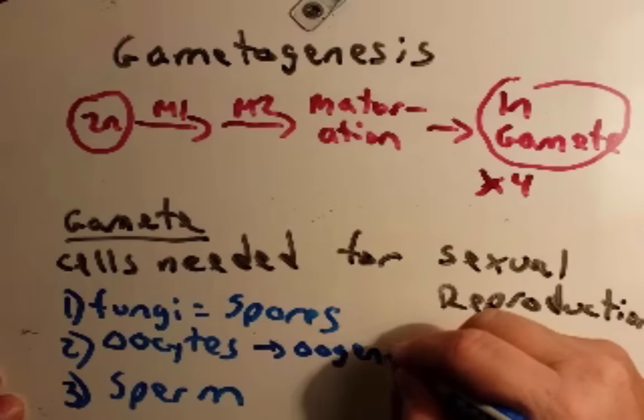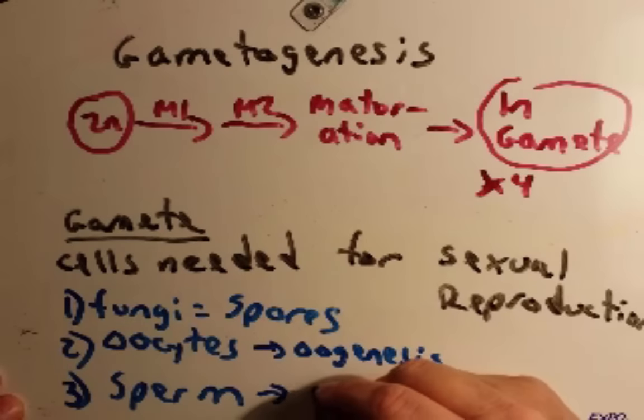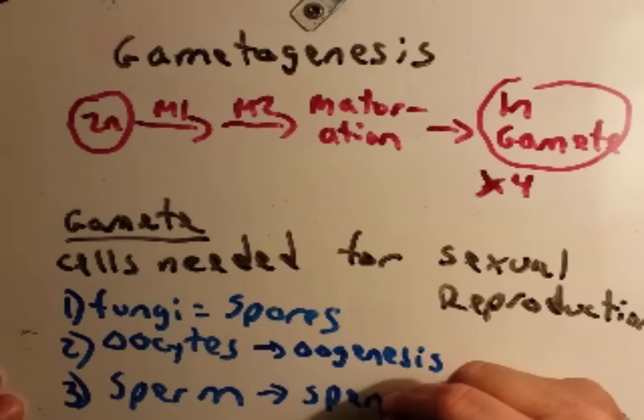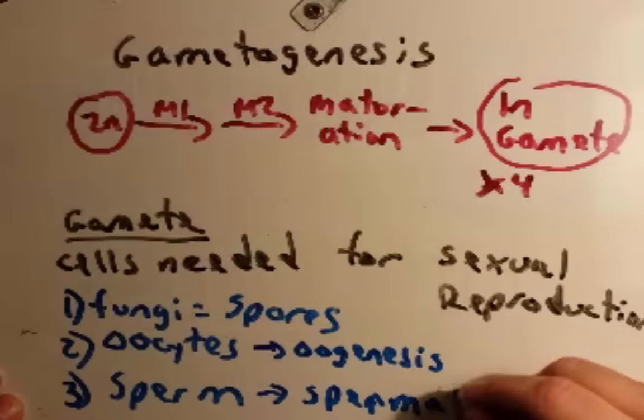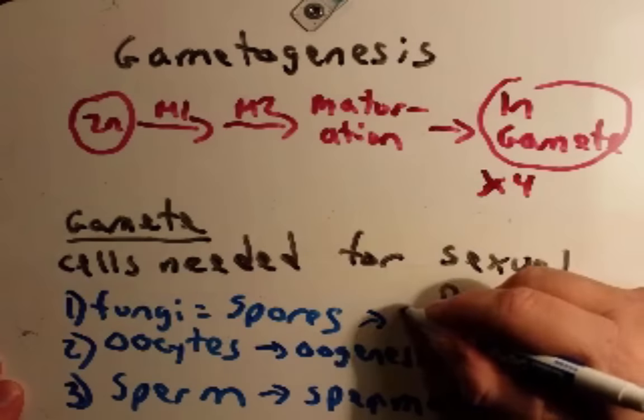Oogenesis. Genesis meaning to create, to make, and oo for egg. And then spermatogenesis is the process of making sperm. And I'll write it up here. I said it before, but it's sporogenesis.